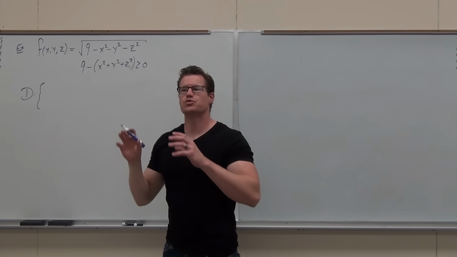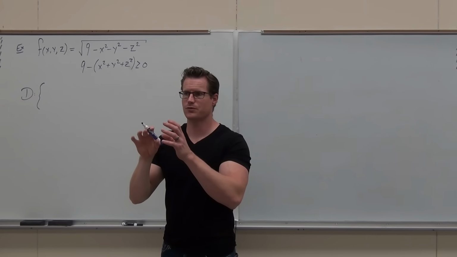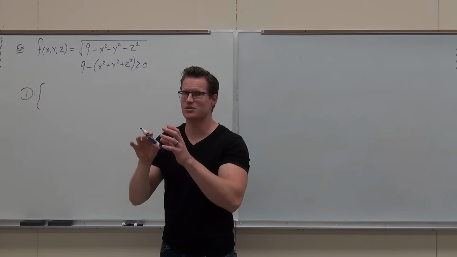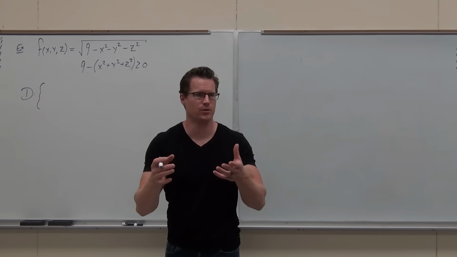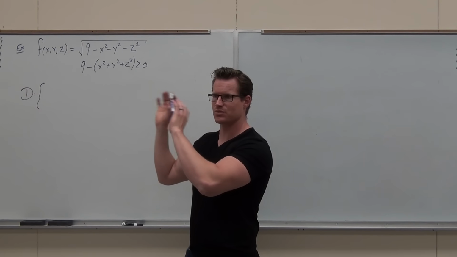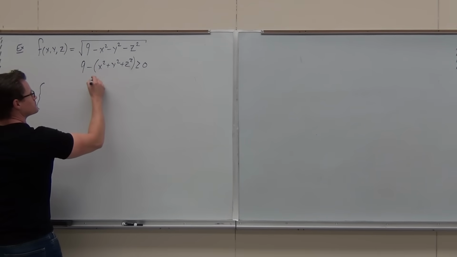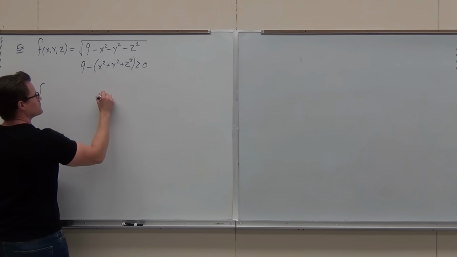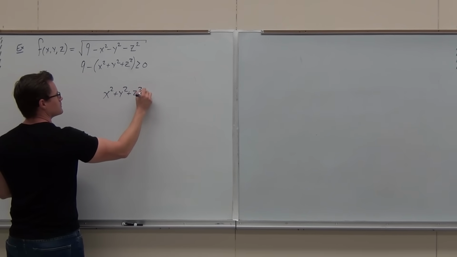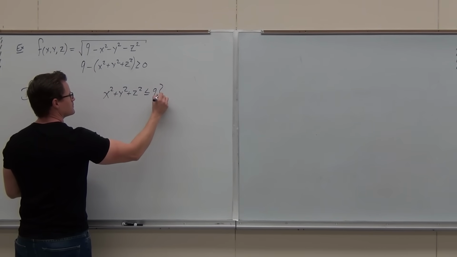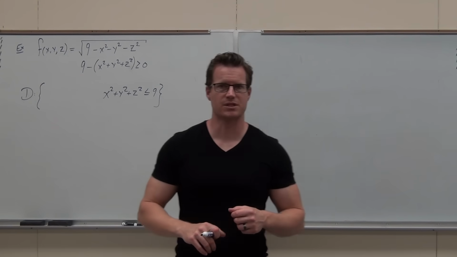Now, let's group our x's, y's, and z's on one side, and this is typically how we do it for 3D. Do you remember 3D graphing at all? Do you remember section 11.6, surfaces and all this stuff? Try to get one of those. So if we group all of our x's, y's, and z's, we get x squared plus y squared plus z squared is less than or equal to 9.